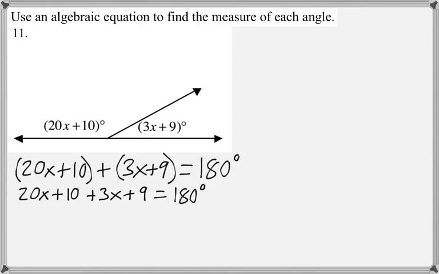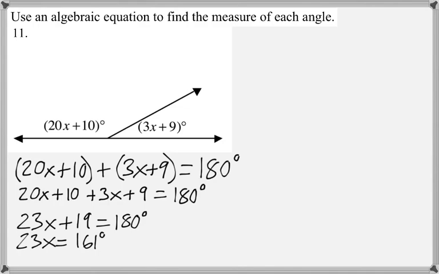And let's add like terms. So this will be 23x plus 19 is equal to 180. Then if we subtract the 19, 23x is equal to 161. And then if we divide both sides by 23, 161 divided by 23, we find that x is equal to 7.